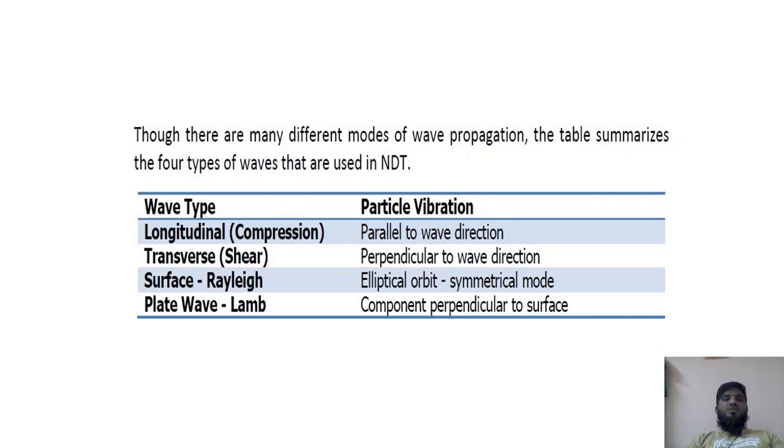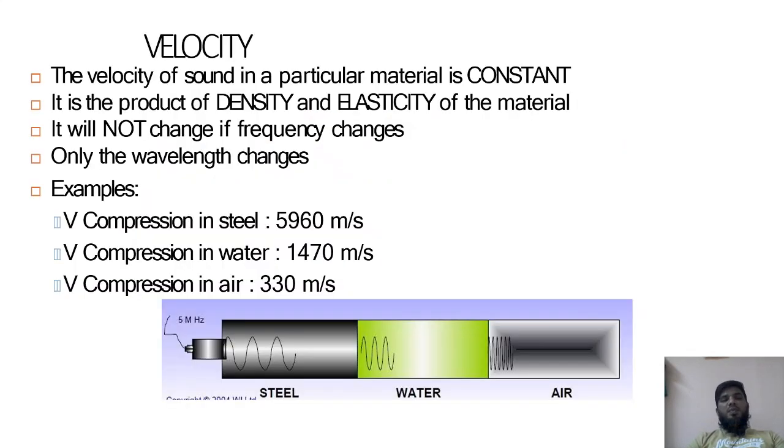Though there are many different modes of wave propagation, generally we use only four types of waves for NDT: longitudinal compression, transverse, Rayleigh, and plate Lamb waves. Based on the type of wave, we have to use them for various types of flaws.